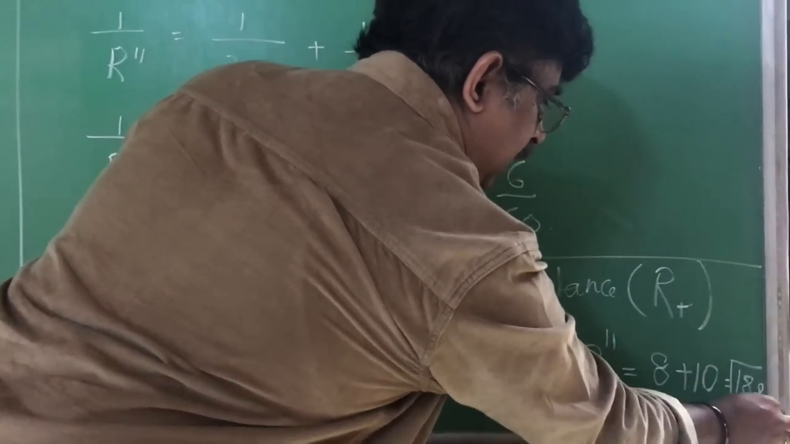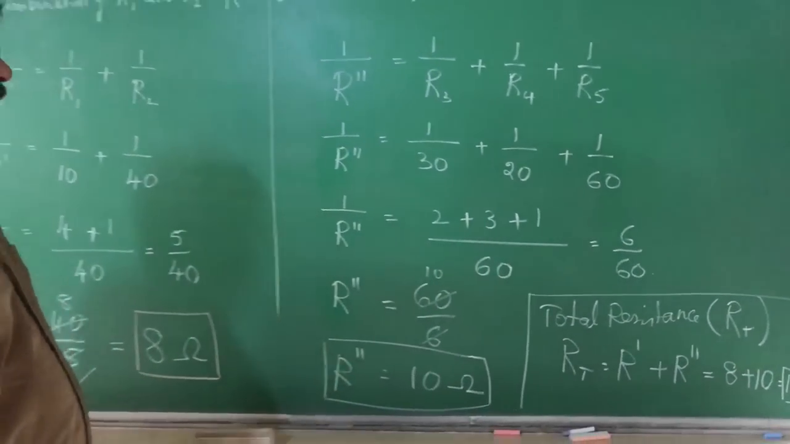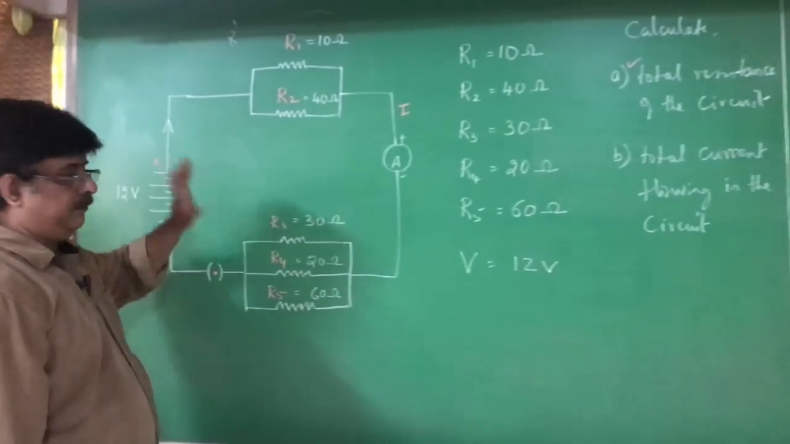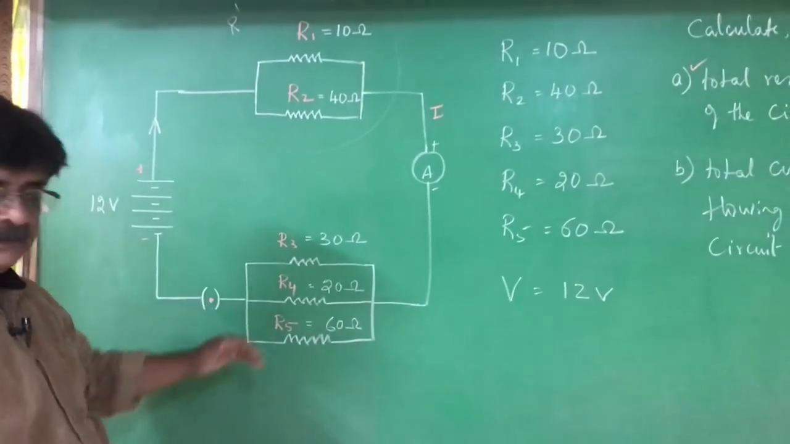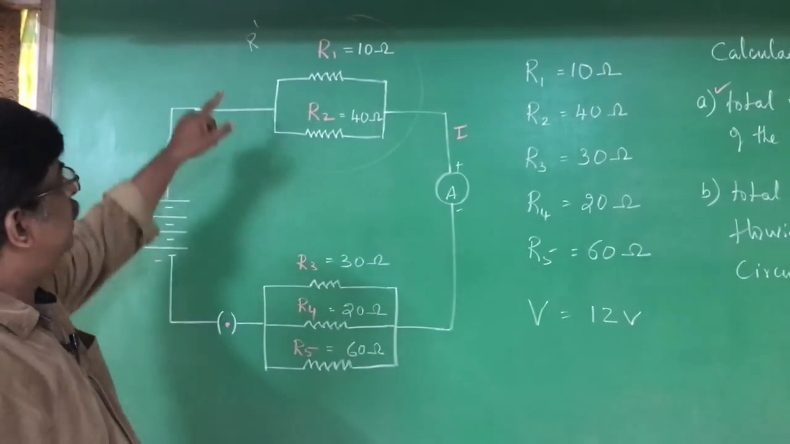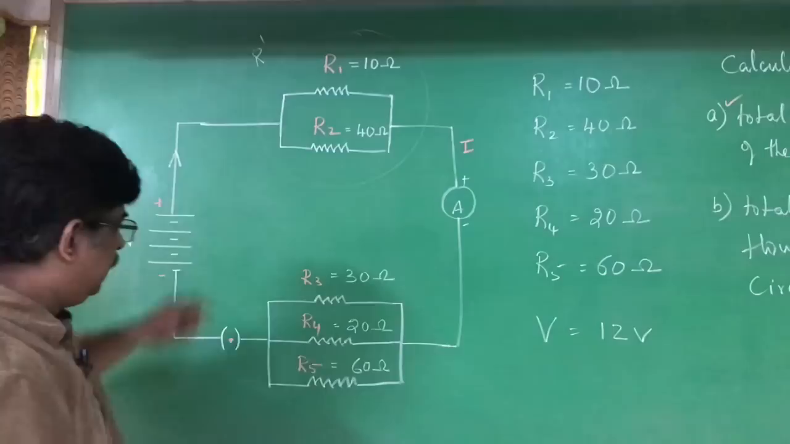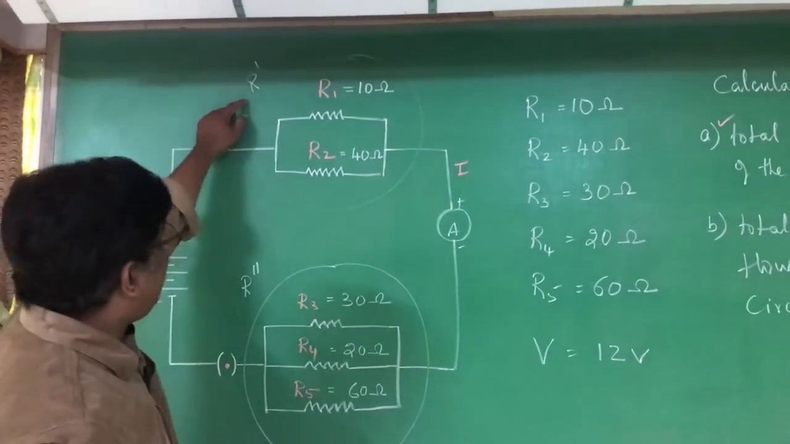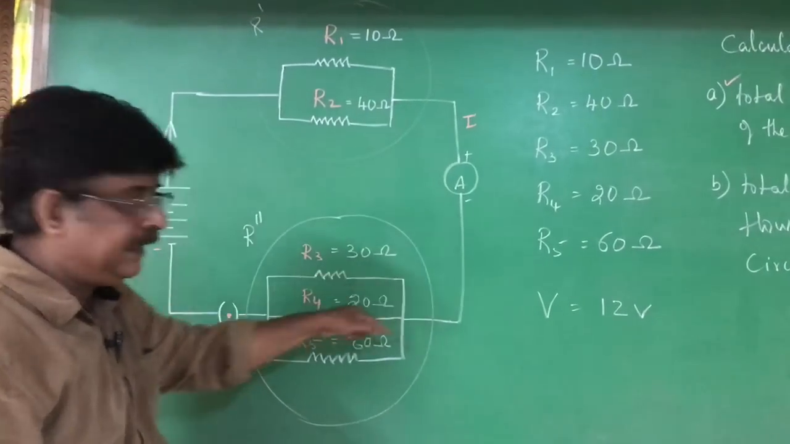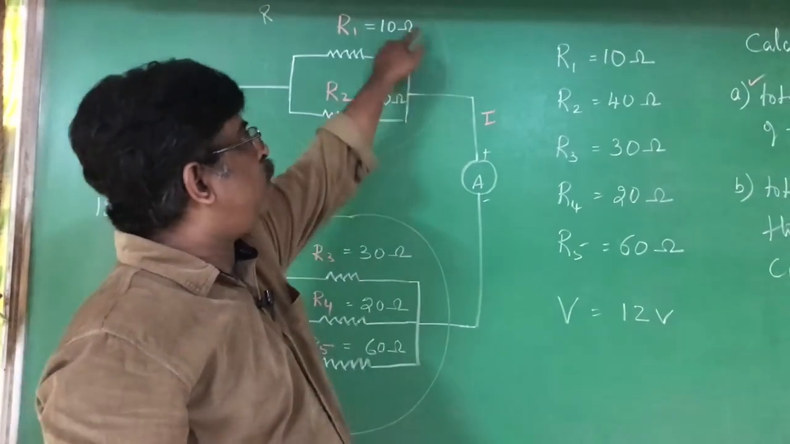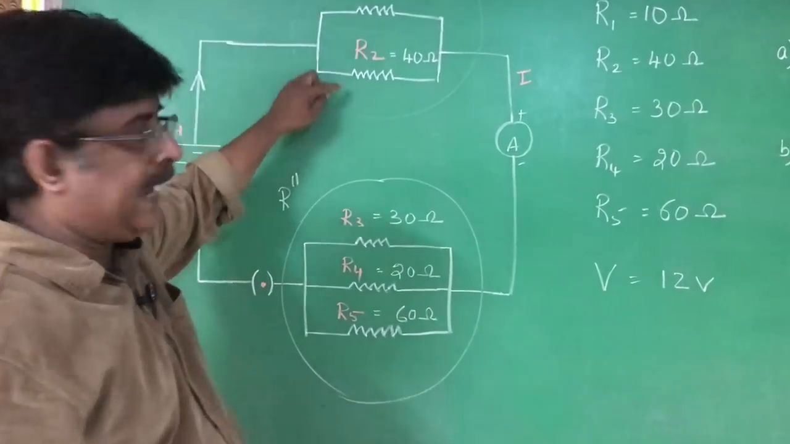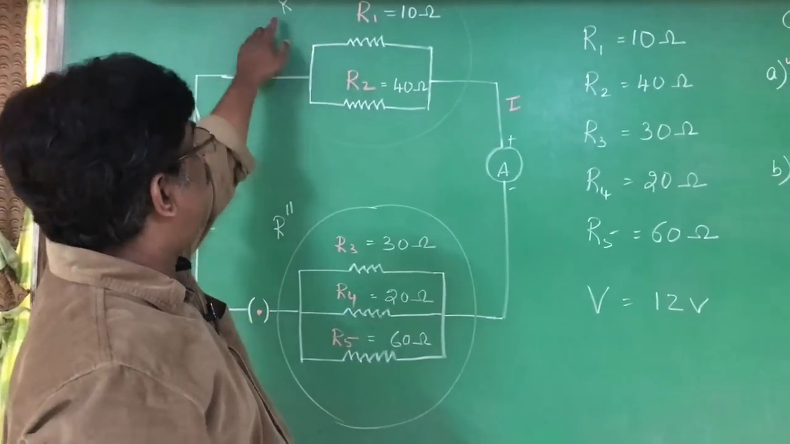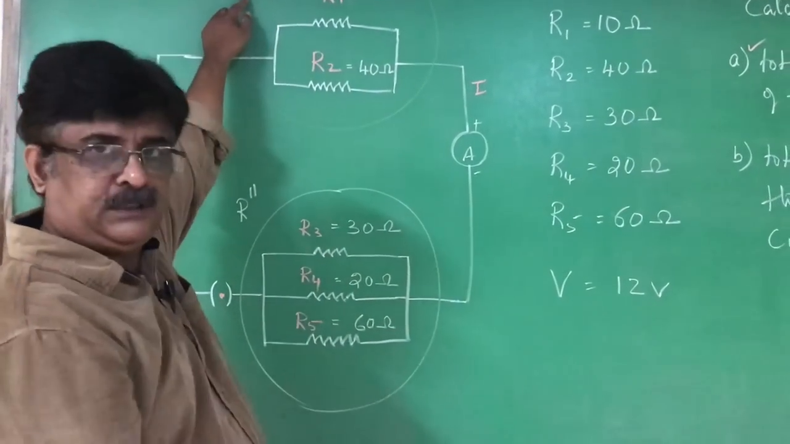18 ohms is the total resistance of the combination of resistors. I repeat once again. See the diagram. Two combinations of resistors are there. The first combination I call R dash. The second combination I call R double dash. R dash and R double dash are connected in series. First, these two are parallel. Therefore, 1 by R dash is equal to 1 by R1 plus 1 by R2. And finally, I got R dash as 8 ohms.